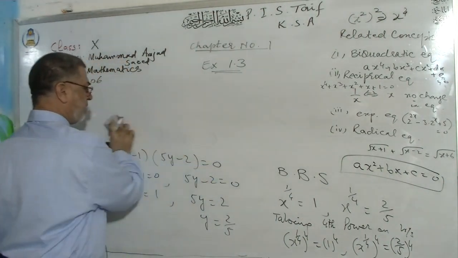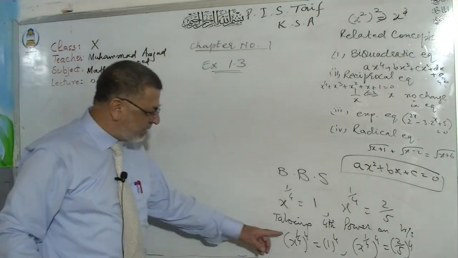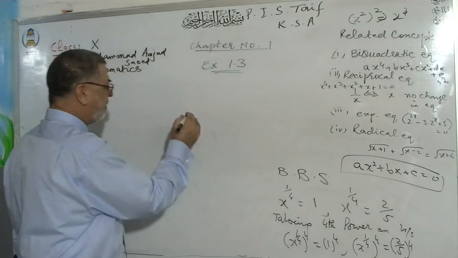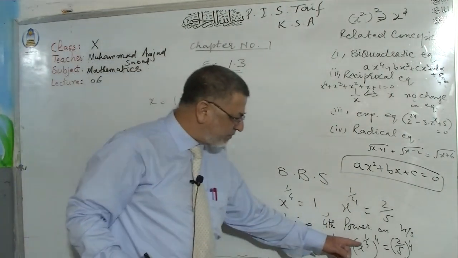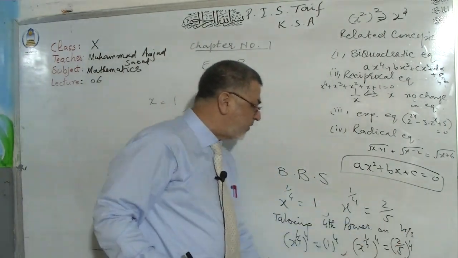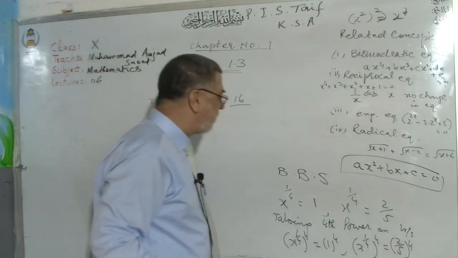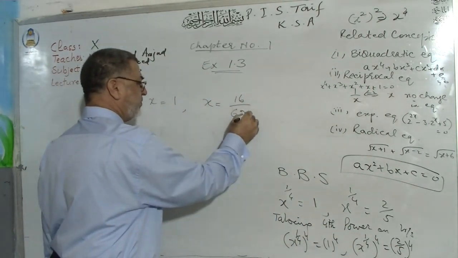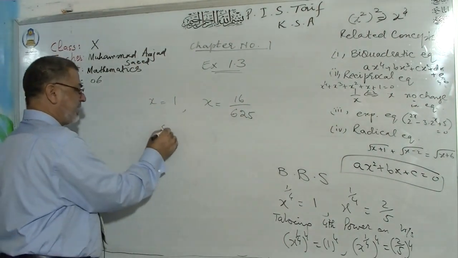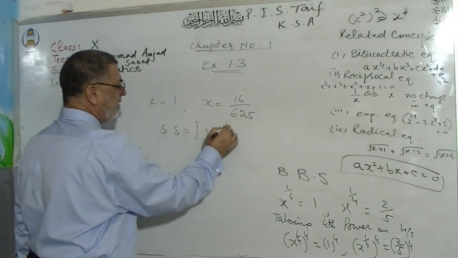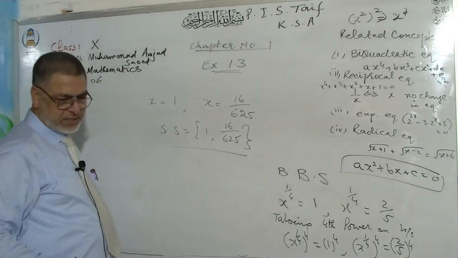Now you are going to simplify. The 1 over 4 and 4 cancel out and you are getting x is equal to 1. And the other one, 1 over 4 and 4 cancelled, 2 power 4 will be 16, and 5 power 4 is 625. So dear students, your solution set is 1 and 16 over 625. That is your answer.